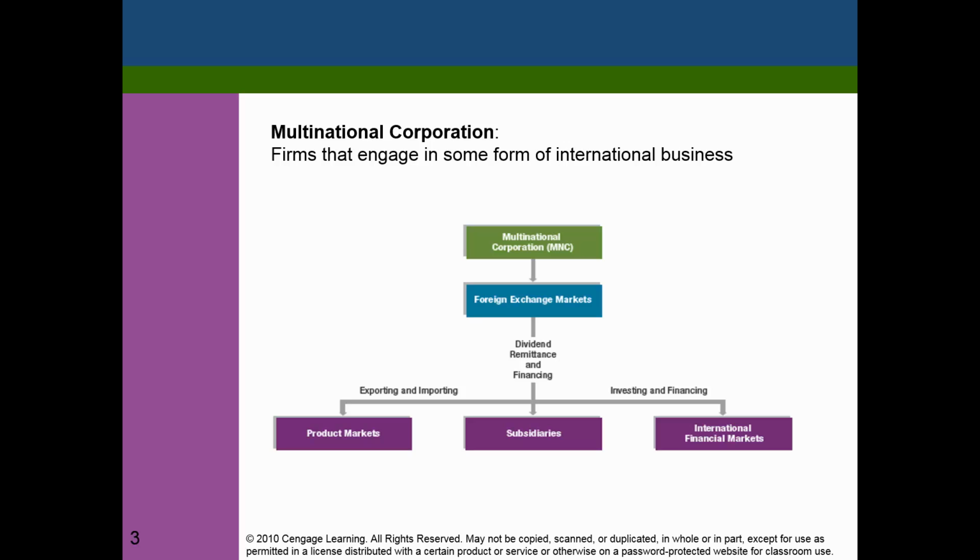Okay? So first of all, when you look at a company, when you look at how it engages in international business, there are several ways you can do that. So the first thing you see here is that whenever you are a multinational corporation, whatever you do, you have to interact with the financial markets. So what does it mean? Basically, it means that you could be dealing in the product markets.